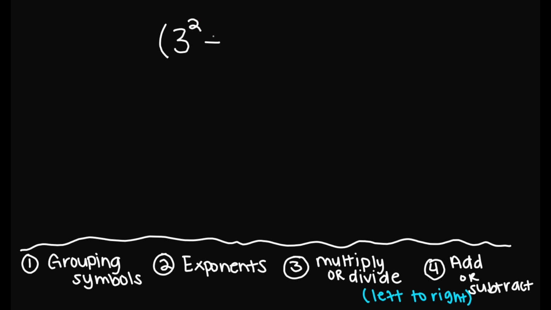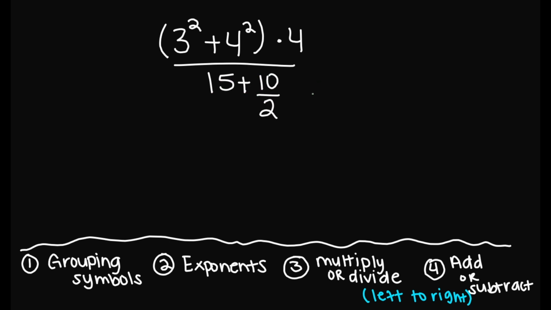3 squared plus 4 squared times 4. And that's going to be over 15 plus 10 over 2. So let's look at this example here. Notice first, I do have grouping symbols that we do need to take care of first. So I'm going to do inside my parentheses first.